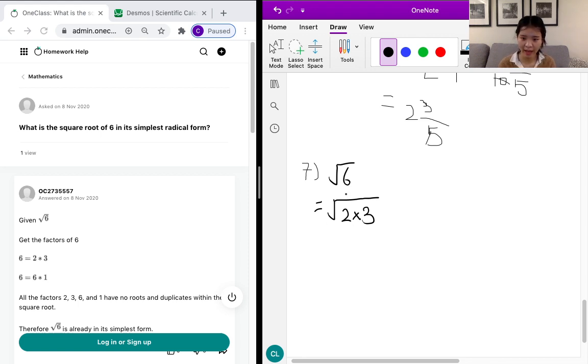So over here we have 6 is equal to 2 times 3. This cannot be further simplified because 2 and 3 are both prime, and neither 2 nor 3 is a perfect square and we don't have repeated numbers here. So the square root of 6 is just the square root of 6. No further simplification can be done. So the square root of 6 is already in its simplest radical form.